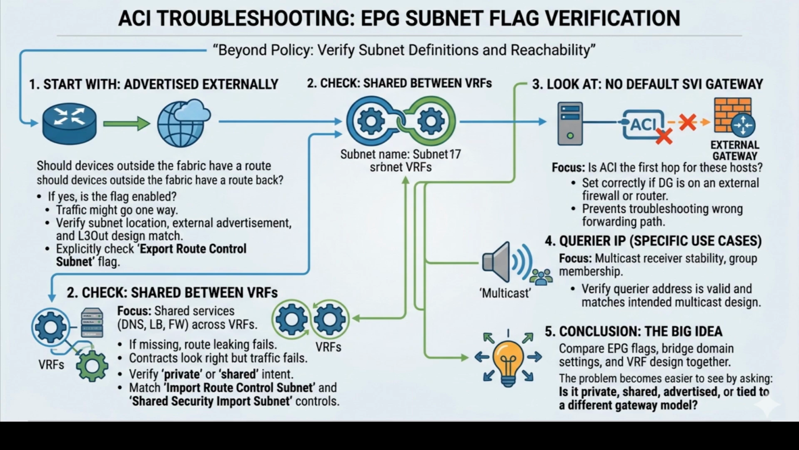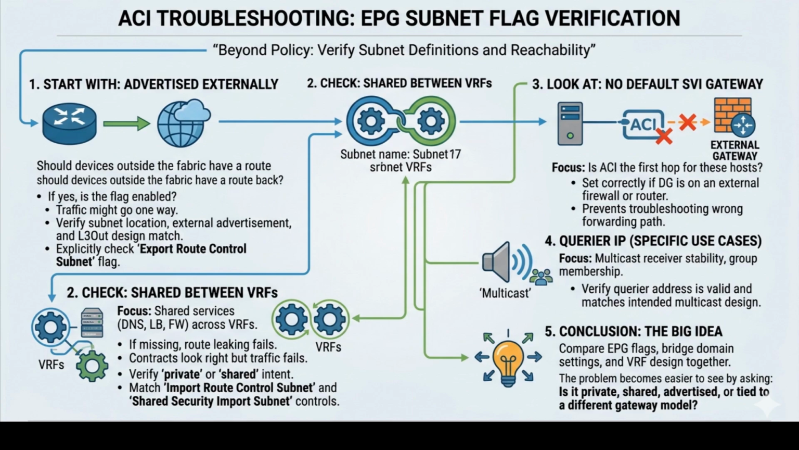Next, check shared between VRFs. Shared services designs can break if the DNS, load balancer, or firewall subnet isn't reachable across VRFs. Missing or inconsistent flags can cause traffic failures despite correct contracts. Ensure subnets are private or shared by matching the import route control subnet and shared security import subnet controls.